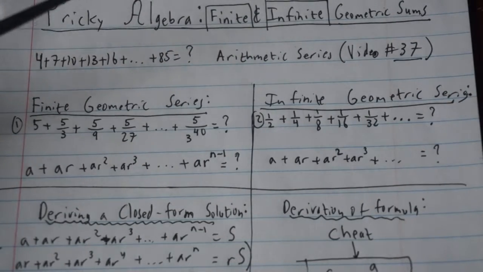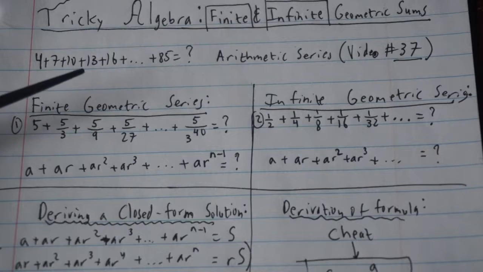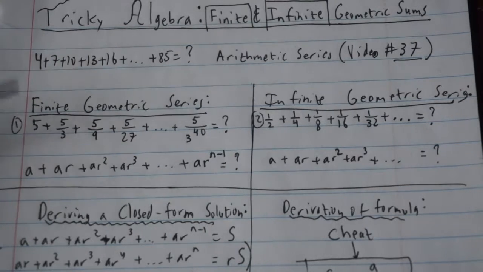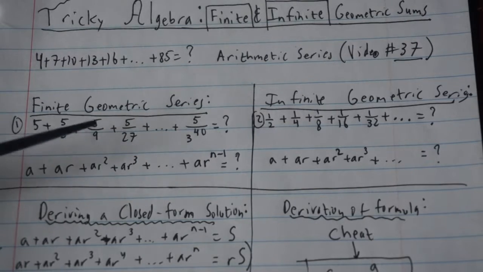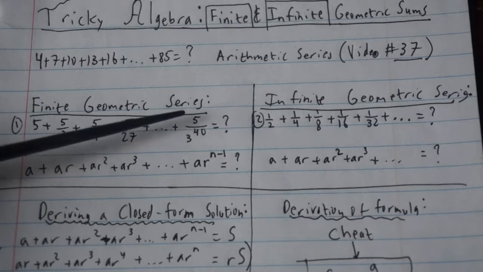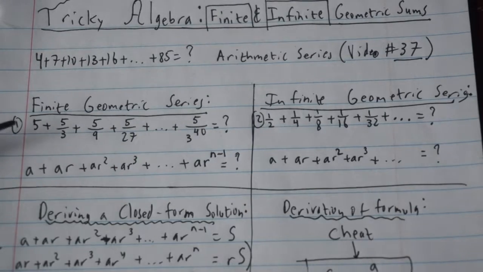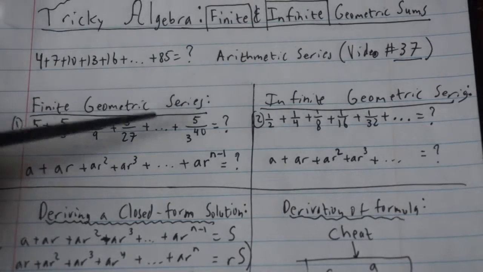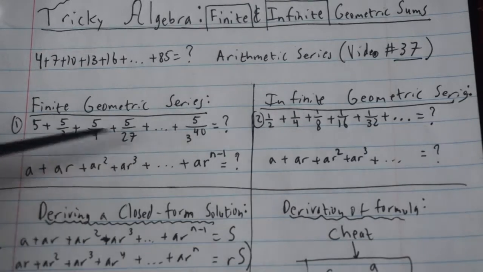Now, in this video, we're going to go over geometric series. So geometric means instead of moving by plus 3 plus 3 plus 3, we're going to be moving by multiplying. You'll see in this example, for example, we have 5 plus 5 thirds plus 5 ninths plus 5 27ths plus all the way up to 5 over 3 to the 40th power. So how do we get each of these terms? Instead of adding the same number, we're going to be multiplying 5 by a third, this by another third, that by another third, everything by another third. So that's finite because we end on a specific spot. There's only a finite amount.